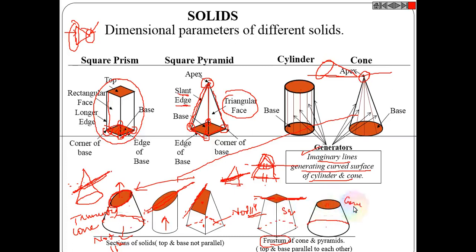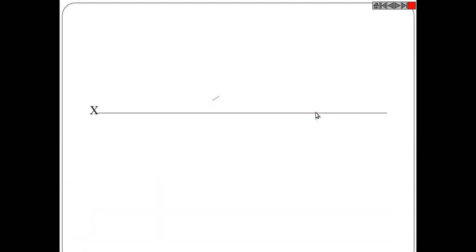So these are very important in the case of development of solids. Any of this will not be asked directly in your solids problems. You only need to understand the different parameters involved: square prism, square pyramid, and terms like slant edge, triangular face, base. All these things are required. I hope you have understood this. In the next class we will be doing the problems.